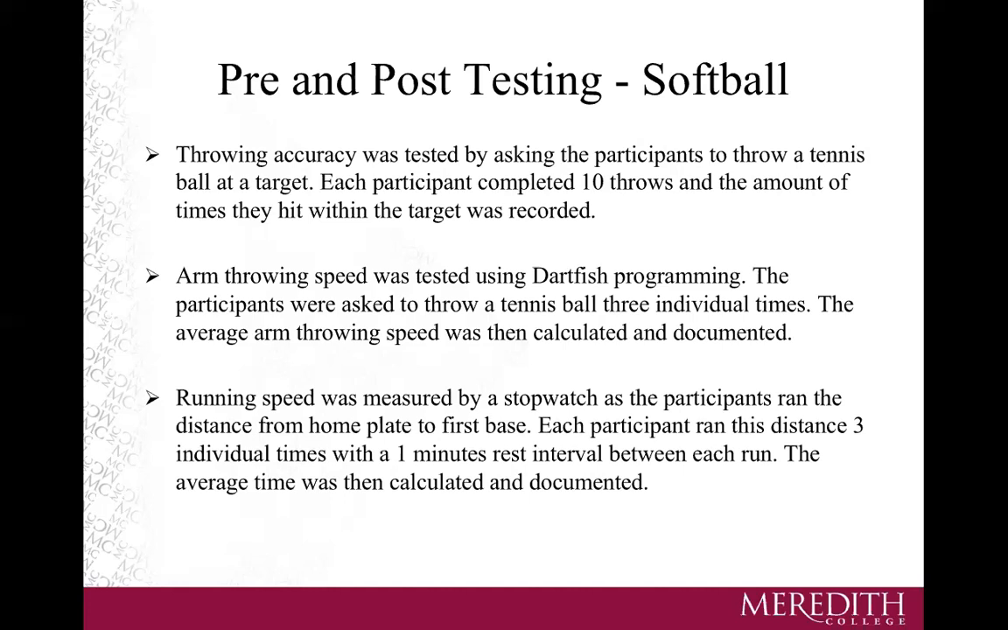And then finally, running speed was measured by a stopwatch as the participants ran the distance from home plate to first base. Each participant ran this distance 3 individual times with a 1 minute rest interval between each run, and then the average time was calculated and documented. The distance from home plate to first base is 60 feet.